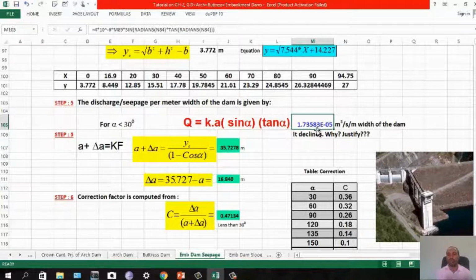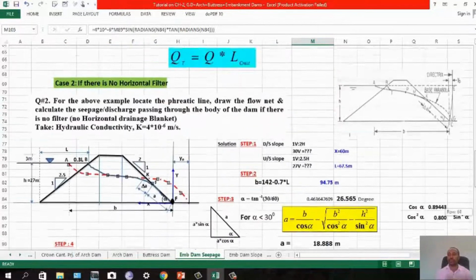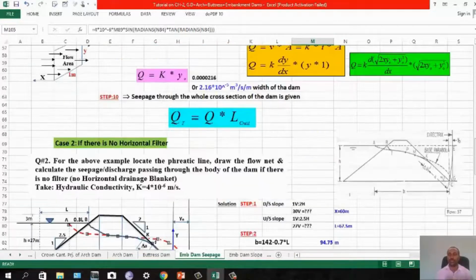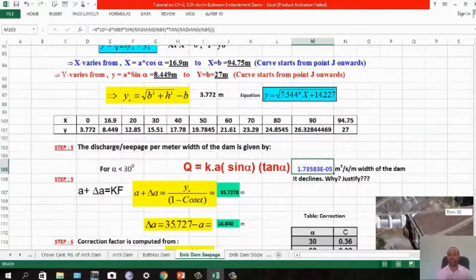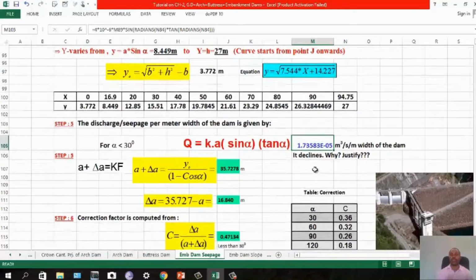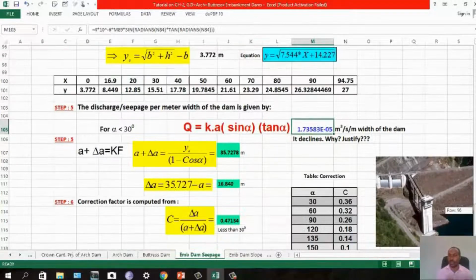So you see, just observe now, with horizontal drainage blanket, you have 2.16 times 10 to the power of -5. But here you get 1.735. So it declines. So why this happens? Please justify. So this maybe as an assignment, you have to justify.